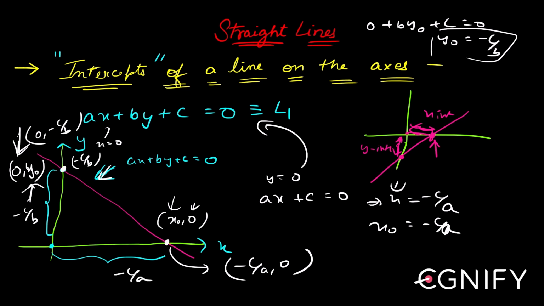This is how you find the x and the y intercepts. This is the method. I hope this was very easy to understand. Let's move on to the intercept form of a line.